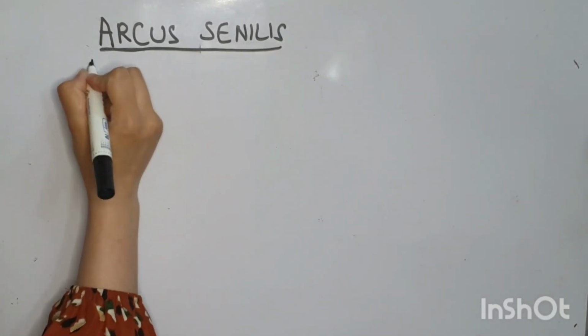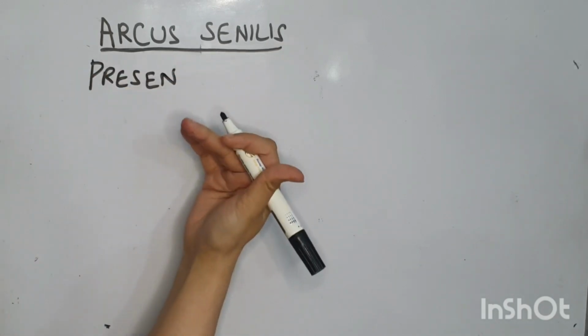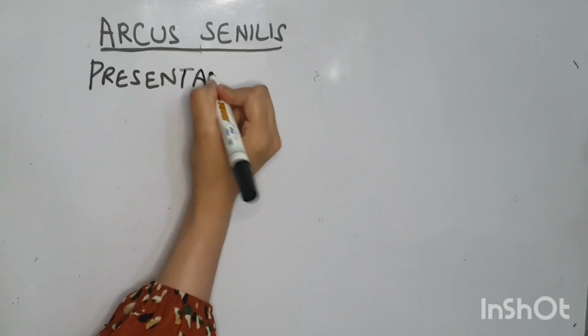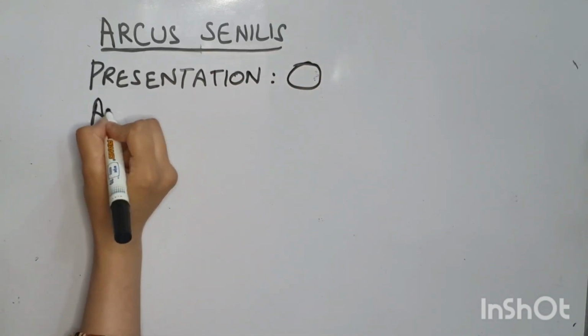So, how is the patient going to present in this case? The patient is going to be 60 plus years old, and will present with the complaint that he has noticed a ring around his eye. How are you going to approach this case?